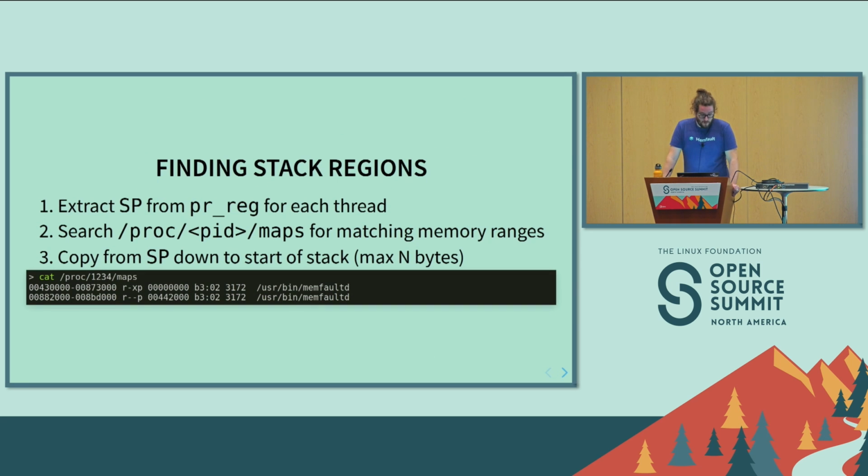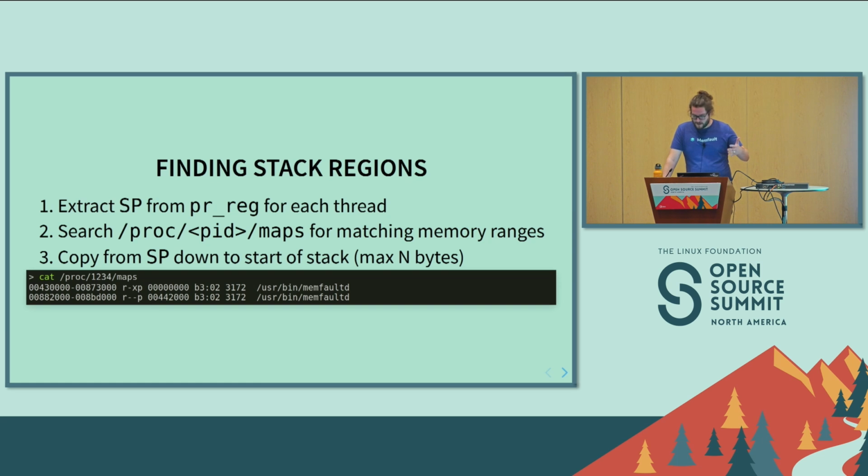We're going to find the stack pointer for each thread, and then we're going to go into proc maps, which is basically in procfs. It's showing you all the different map sections of memory, and we're going to find out which one of those maps has the stack pointer in it. From there, we can know, hey, this is the stack segment.